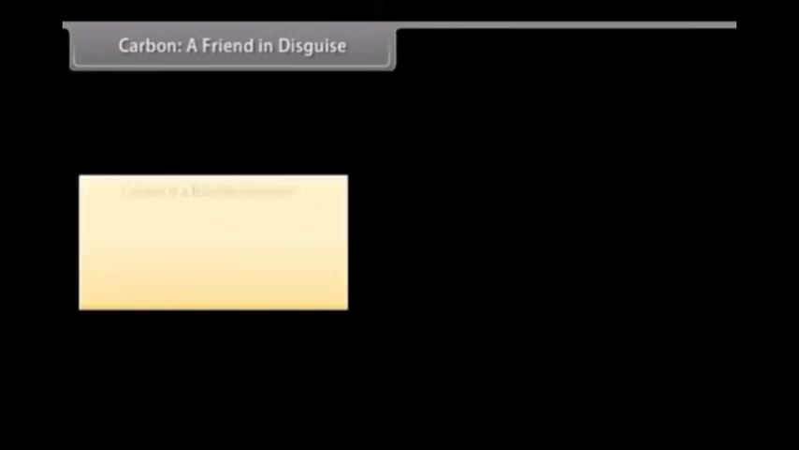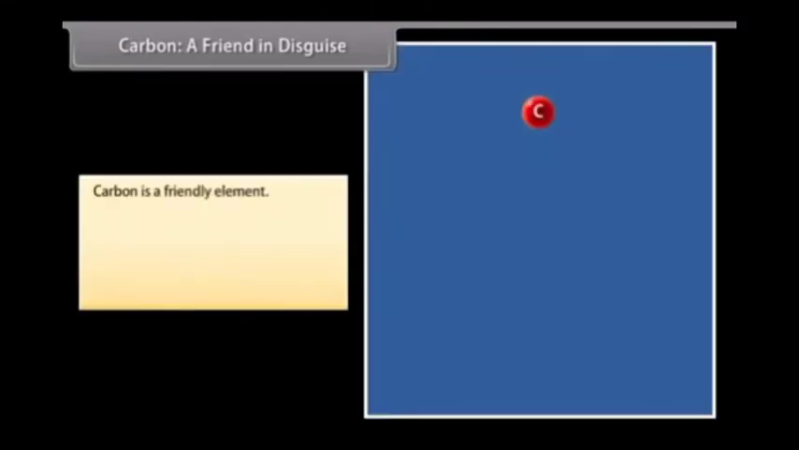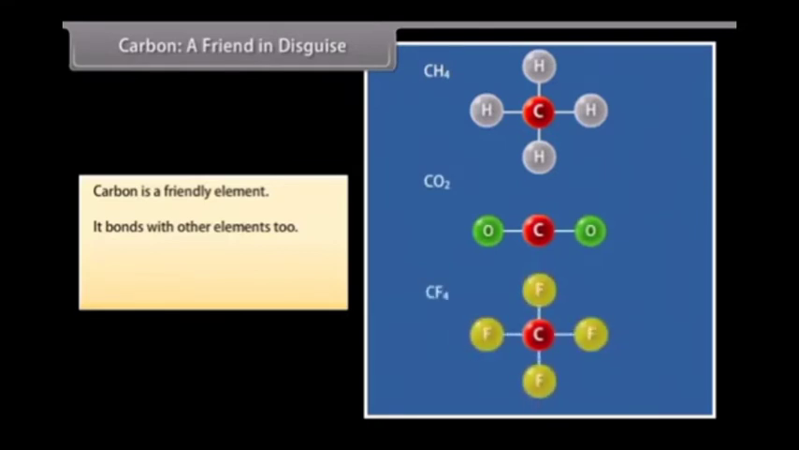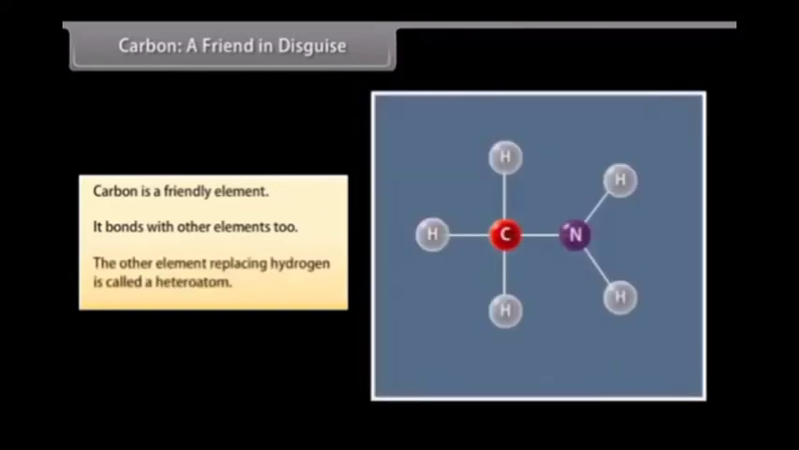Carbon, a friend in disguise. Carbon is a friendly element. It not only bonds with hydrogen, but also with other elements such as halogens, oxygen, nitrogen, and sulfur. The compounds are formed in the same manner as with hydrogen. However, instead of hydrogen, the other element is used, and this element replacing hydrogen is called a heteroatom.